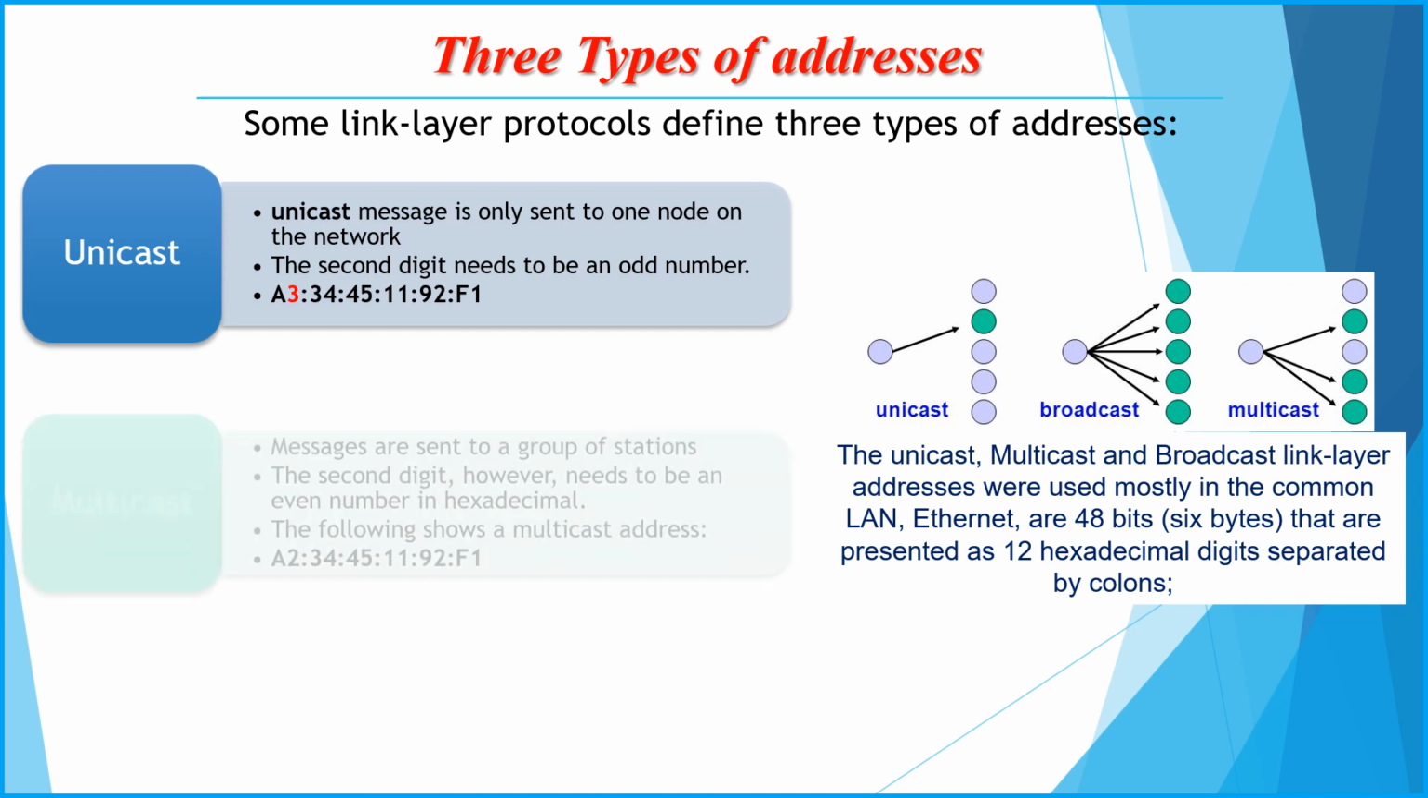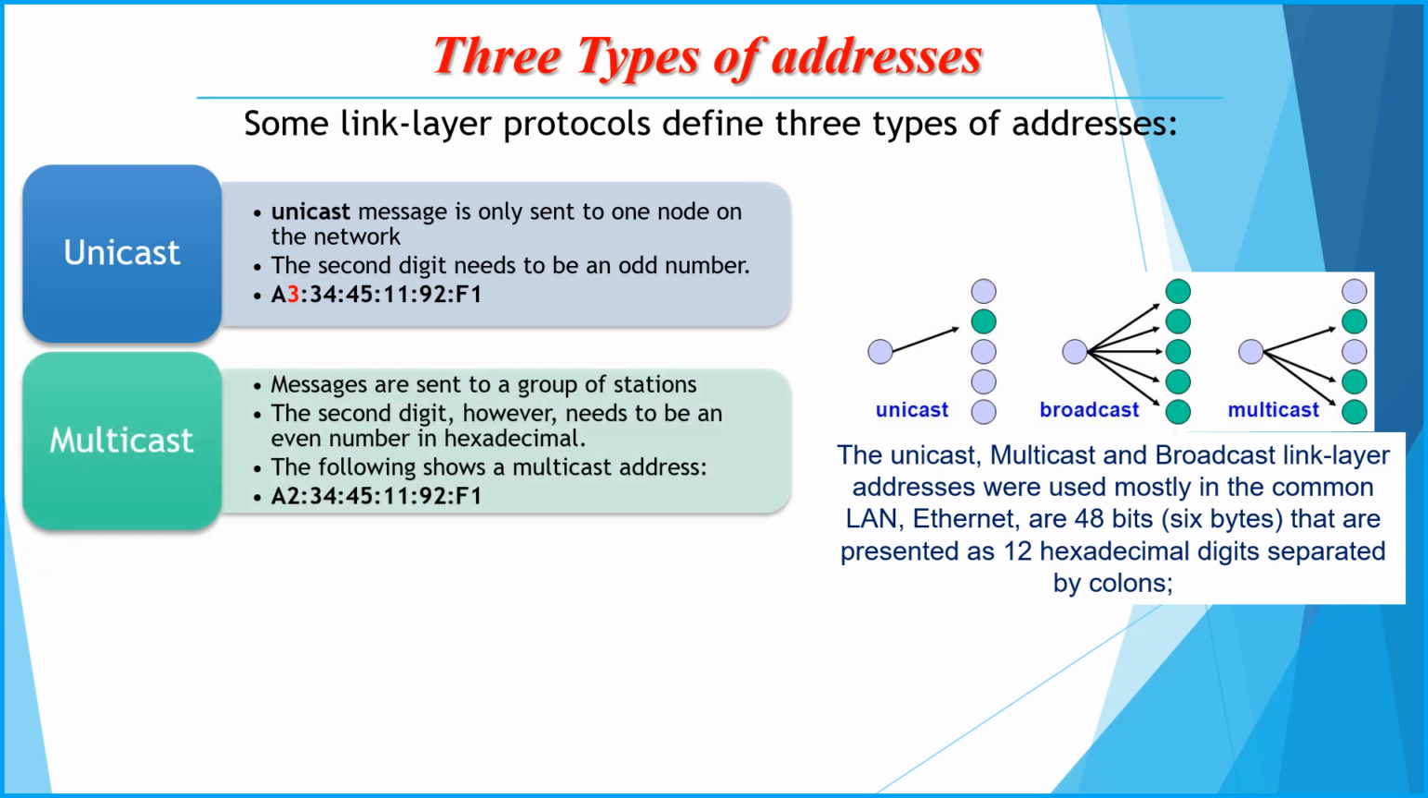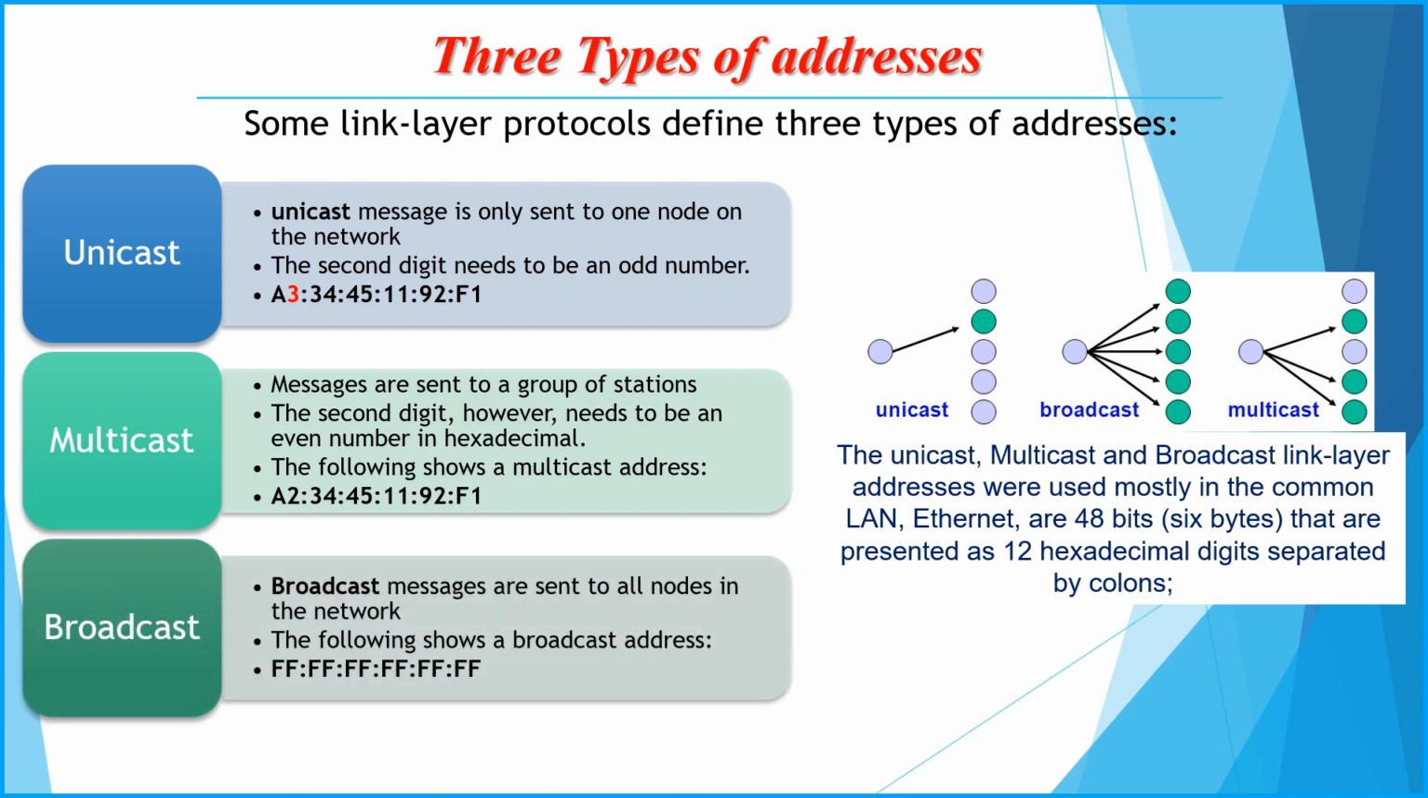Next one is multicast. Messages are sent to a group of stations. Here also the second digit needs to be an even number in hexadecimal format. Third type is broadcast, where the messages are sent to all the nodes present in the network.